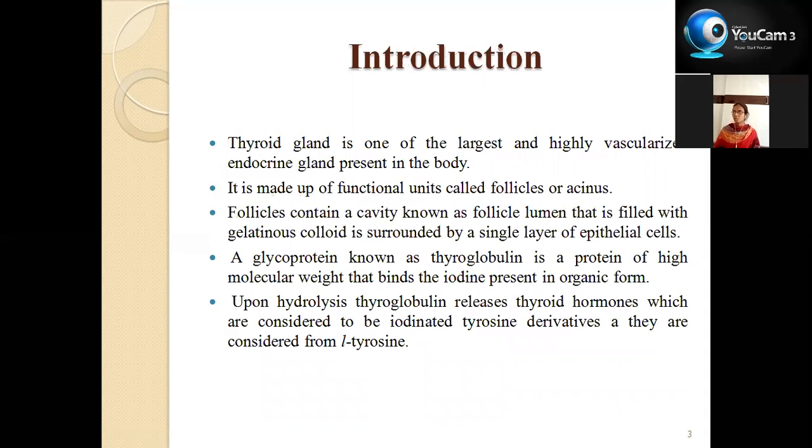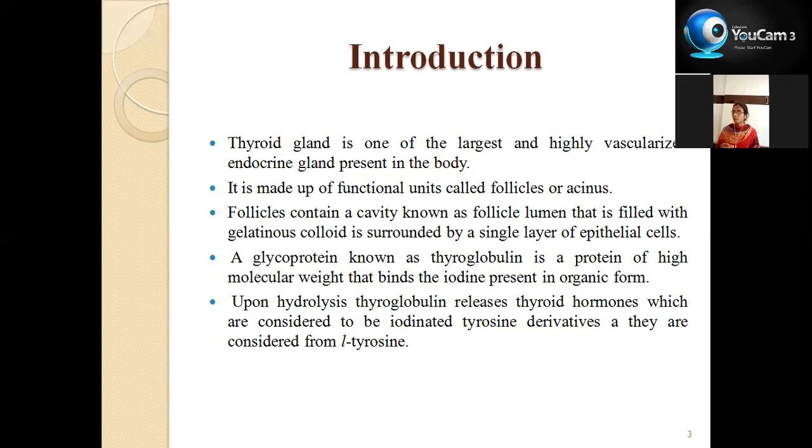So before discussing the thyroid and antithyroid drugs, let's discuss what is a thyroid gland. The thyroid gland is located in our body and it is one of the largest and highly vascularized endocrine glands present in our body. It is mainly made up of functional units like follicles. These follicles contain a cavity called the follicle lumen, which is mainly filled with gelatinous colloid and is surrounded by a single layer of epithelial cells.